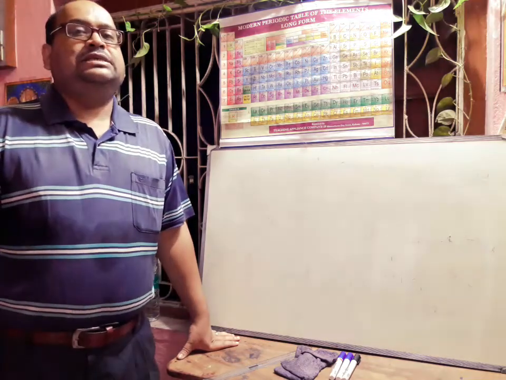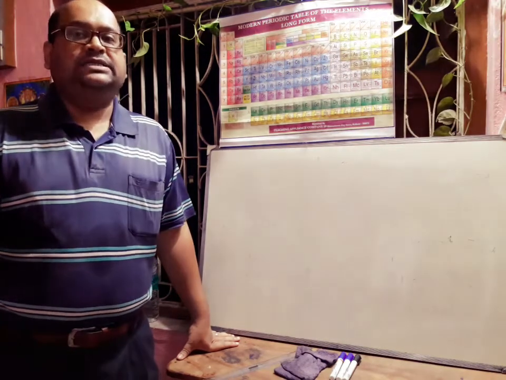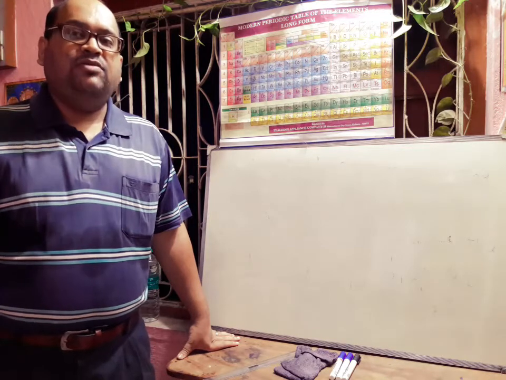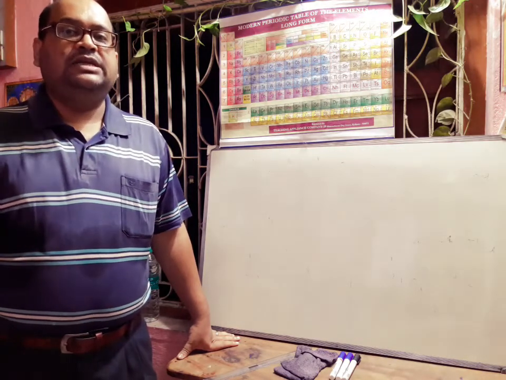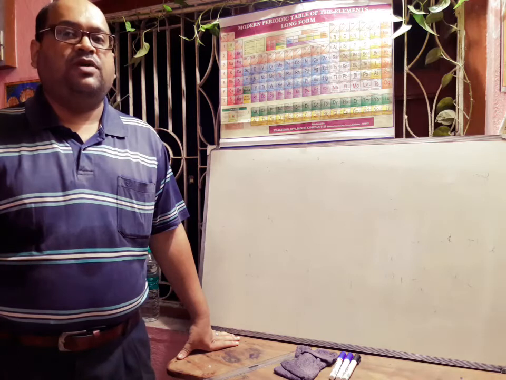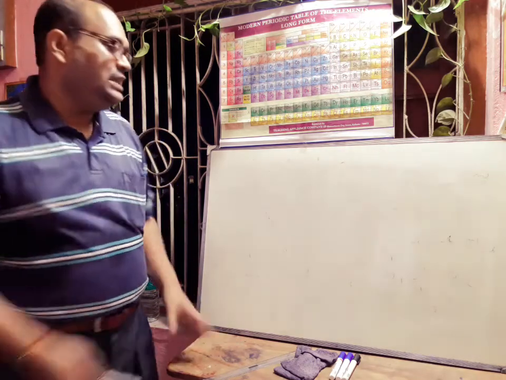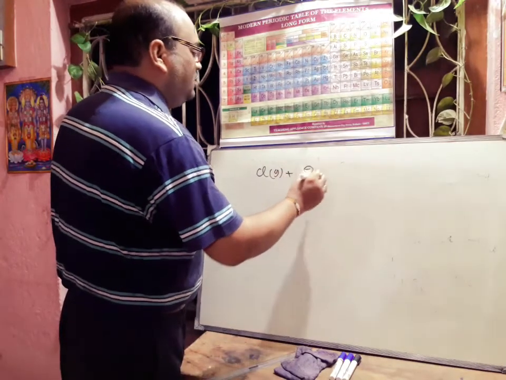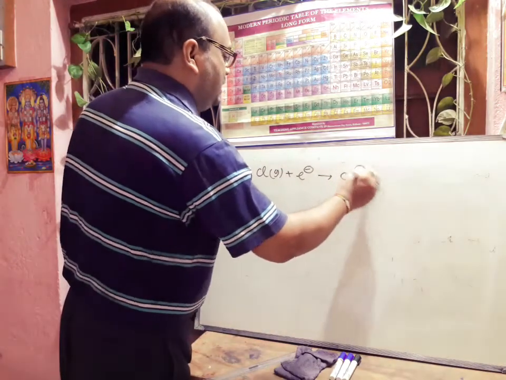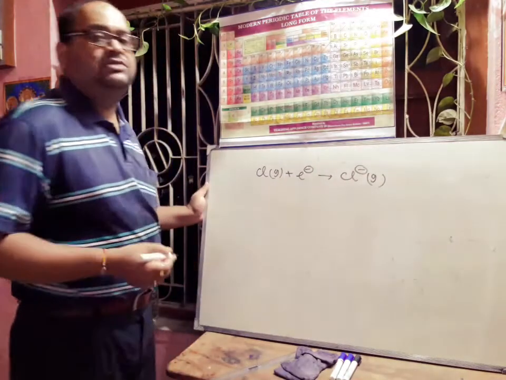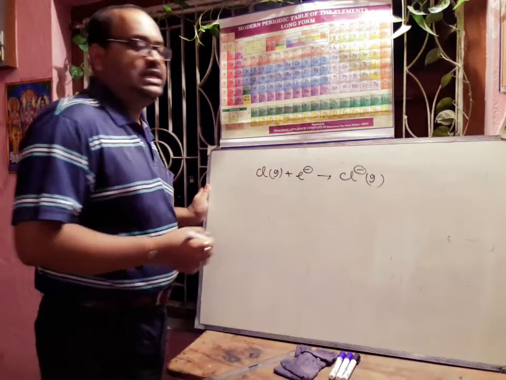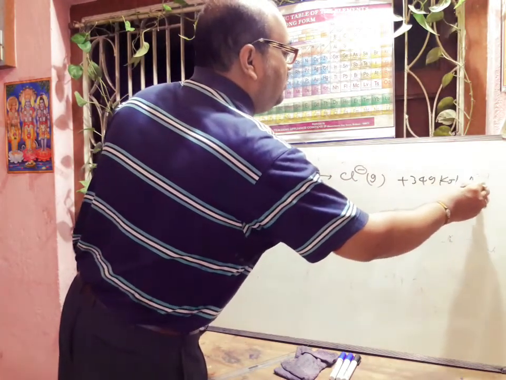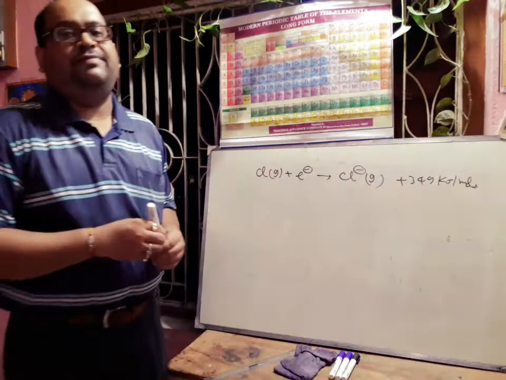Next we will discuss another periodic property, that is electron affinity or electron gain enthalpy. All of you know that it is the amount of energy released when an electron is added to a neutral gaseous atom to form a monovalent negative ion. We can think about the chlorine case. Chlorine in gaseous state will accept one electron forming the Cl- anion. Now here energy will be released. What is the amount of energy? Around 349 kilojoule per mole. This amount of energy will be released. This is the electron affinity value.